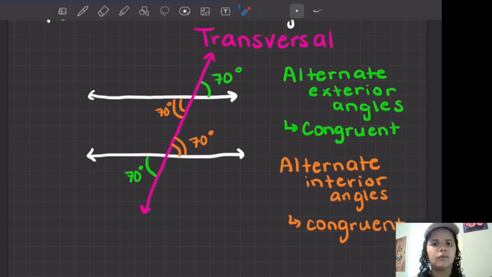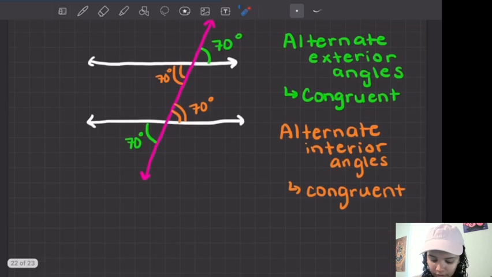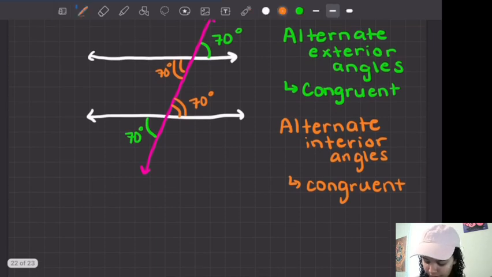And in another video, I'll go over some examples of these and like how to solve for the angles, that kind of stuff. But today I'm just introducing them to you guys, okay? We also have something called corresponding angles, okay?